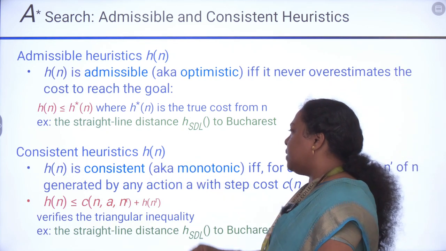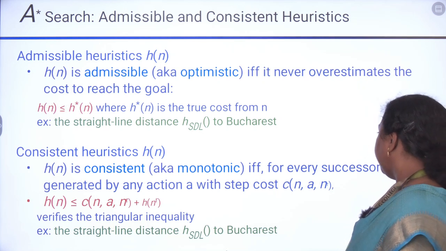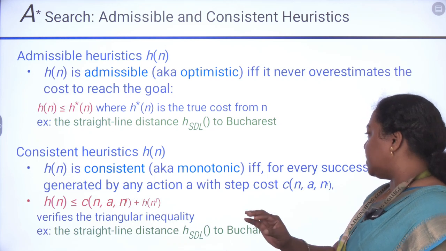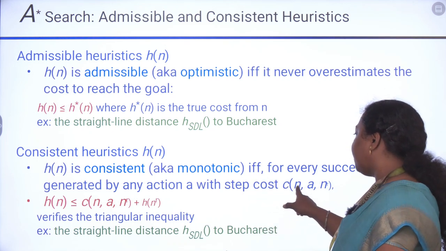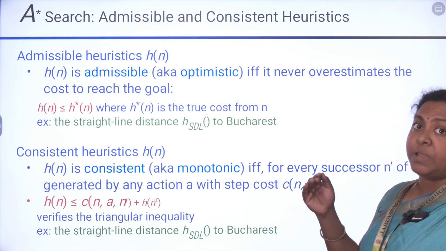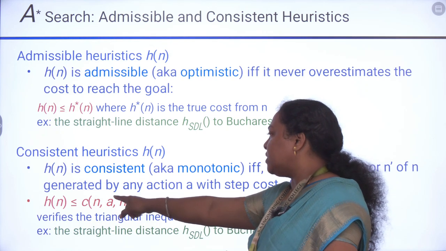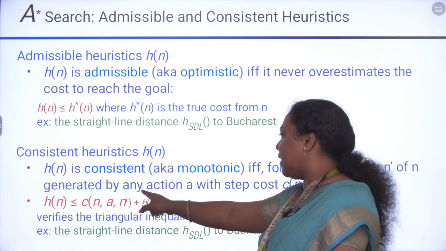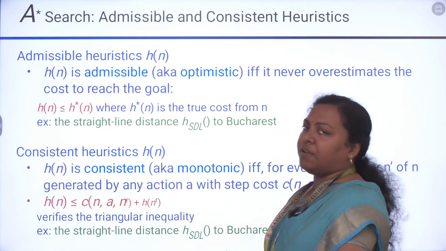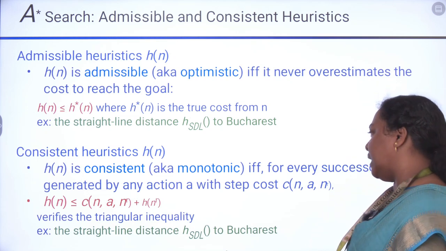And the consistent heuristic is nothing but monotonic. It says that for every successor n dash of n generated by an action a with a step cost of c of n, comma a, comma n dash, where n dash is nothing but the successor of n, this has to satisfy the function h of n is less than or equal to c of n, comma a, comma n dash, plus h of n dash. So this helps us to verify the triangle inequality.